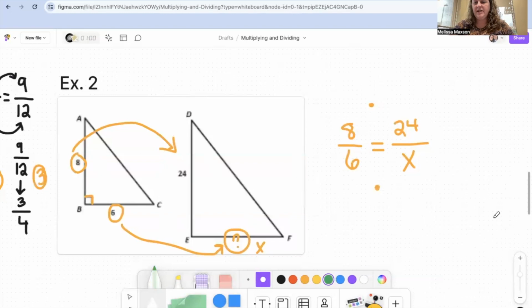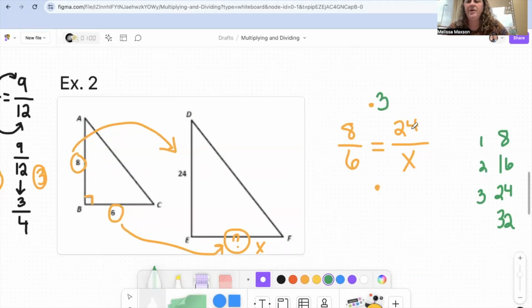Okay, those 8s can be kind of hard, so I'm just going to make a list of all my 8s. 8, 16, 24: 8 times 1, 8 times 2, 8 times 3. So it looks like up here we multiplied by 3. So this is 8 times 3 equals 24. Okay, whatever you do to the top of a fraction, you have to do to the bottom. If we're going to be equivalent, we have to do the same thing.